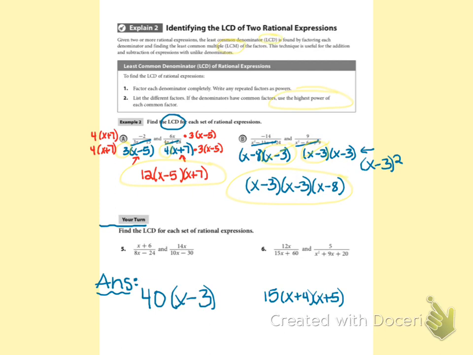All right, so thanks for giving those a try. Here are your answers for number 5 and number 6. And be sure to make a note if there's anything that you see that you're struggling with. Let's go ahead and turn the page.